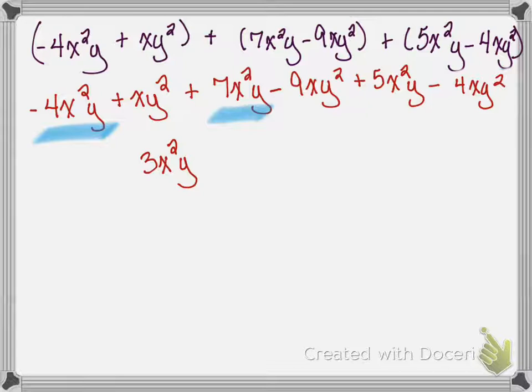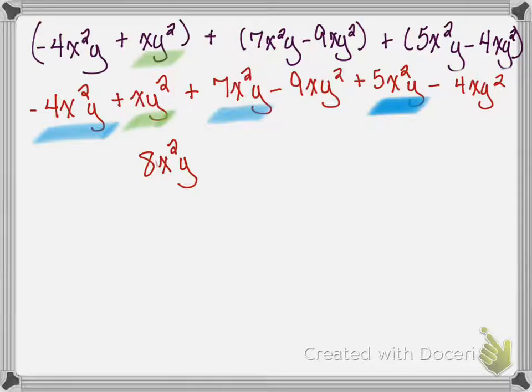Okay. Next, I have xy squared. Whoops, I'm sorry. Xy squared and negative 9xy squared. Oh, yes. Thank you. Thank you very much for pointing that out. Right here we got another one. I missed it. Okay? So I've got negative 4x squared y, 7x squared y, and 5x squared y. So what should this be? 8. Thank you very much for showing me that. 8x squared y.